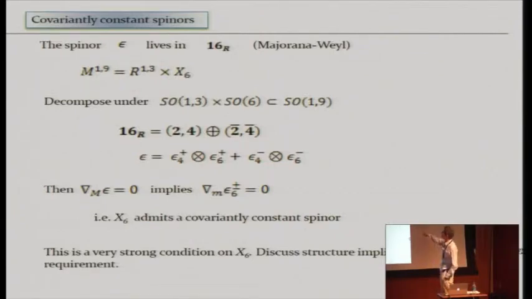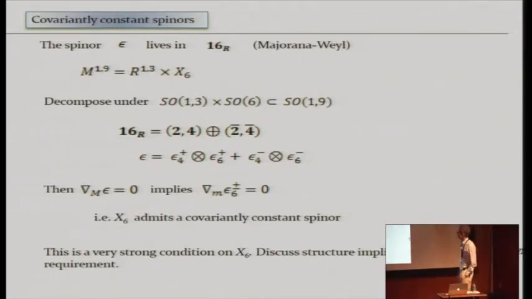So the way that works is as follows. The 16 of SO(1,9) splits up under SO(1,3) times SO(6) into a chiral representation, the 2 of SO(1,3), times a chiral representation, which is the 4-dimensional one of SO(6). Again, these are both the spinor representations of SO(1,3) and SO(6). And then these are the complex conjugates. So this is the Hermitian conjugate of that one, and this is the conjugate of that one. So I've written it here in terms of the spinors: the epsilon 4 plus sits in the 2 here, and the epsilon 6 plus sits in the 4 here, and these are their conjugates.